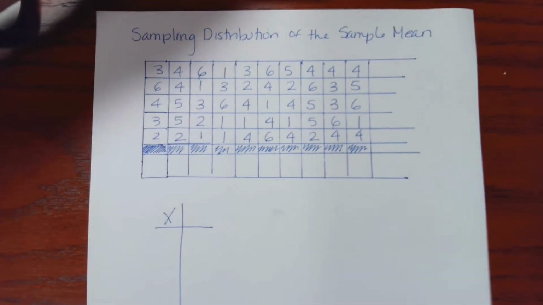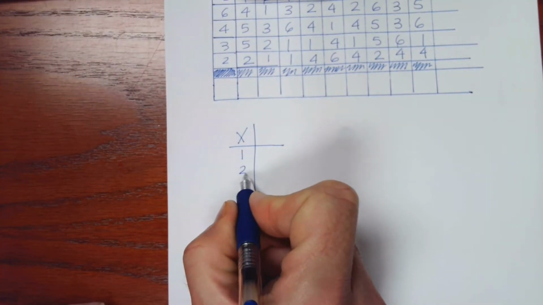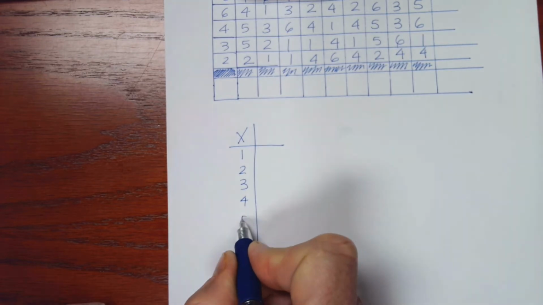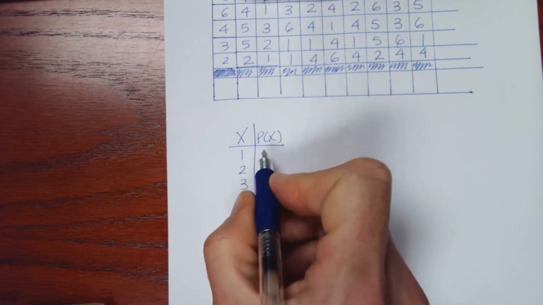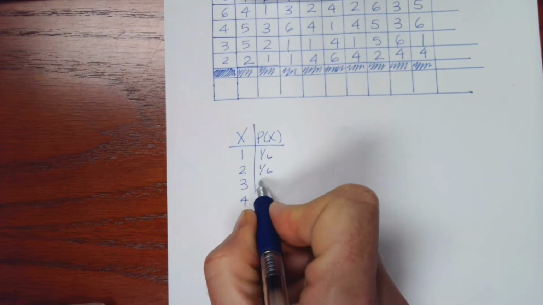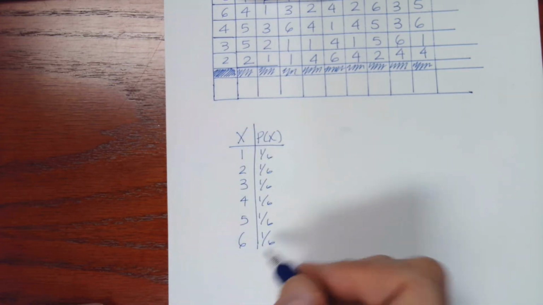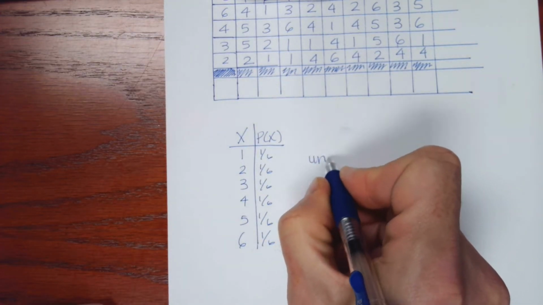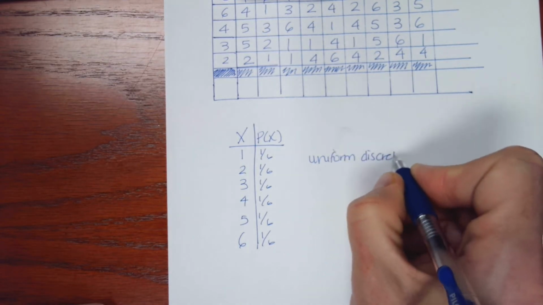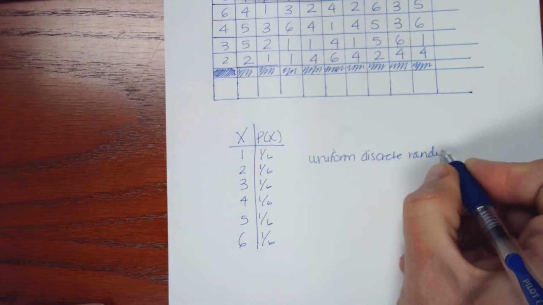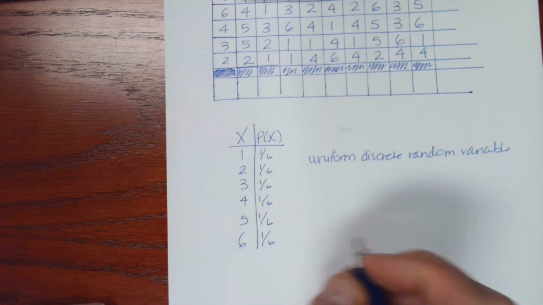So I can construct a probability distribution for this random variable. It can take on the values 1 through 6. And the probability that this random variable will take on any one of these values is 1/6. This is a discrete random variable, and in particular it's a uniform discrete random variable. And this is the probability distribution for that random variable.